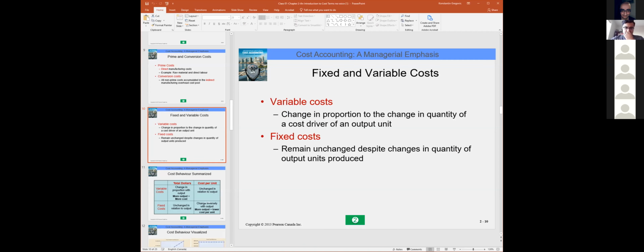So variable costs change in proportion to the quantity or your activity level, while fixed costs remain unchanged despite changes in your output. So who can answer this question? Let's say I've got variable costs, I've got production, let's say the relevant range is 500 to 1500 units. So I increase, my variable costs increase between that relevant range. I produce from 500 to 1500 units. So where are my variable costs per unit within that relevant range? Do they remain the same or do they change per unit?